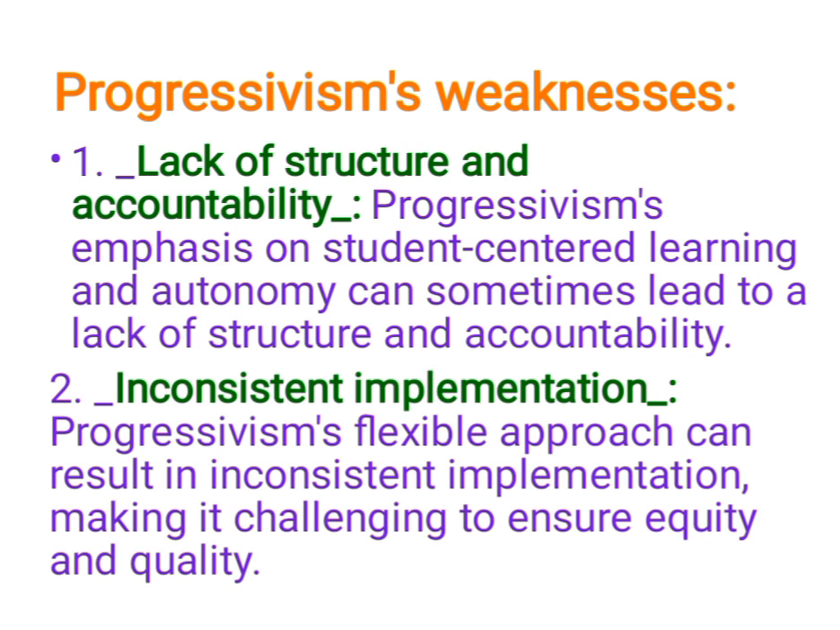Progressivism weaknesses. Regardless of it having strengths and positives, it has also got weaknesses. The weaknesses are its lack of structure and accountability. Progressivism emphasizes student-centered learning and autonomy, which can sometimes lead to a lack of structure and accountability. This sometimes may lead the student astray.